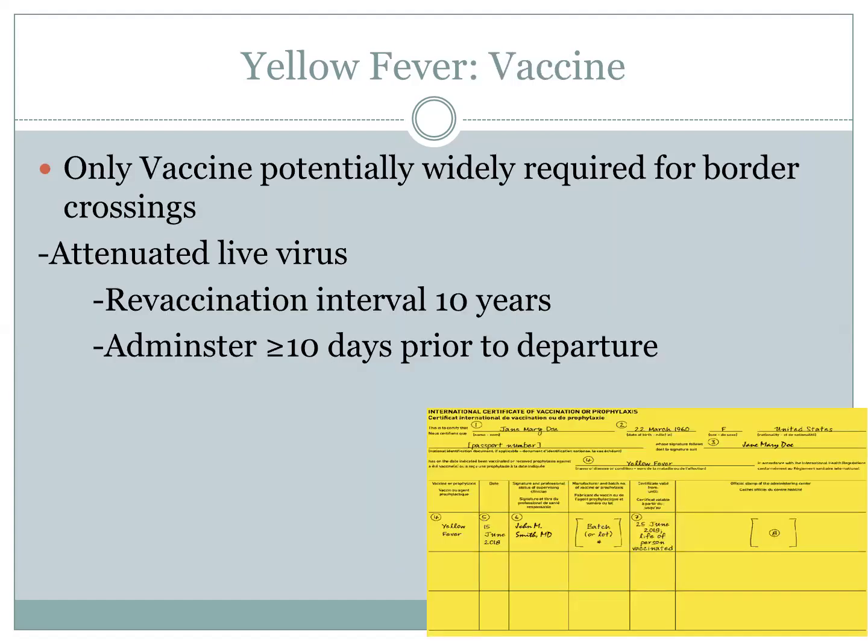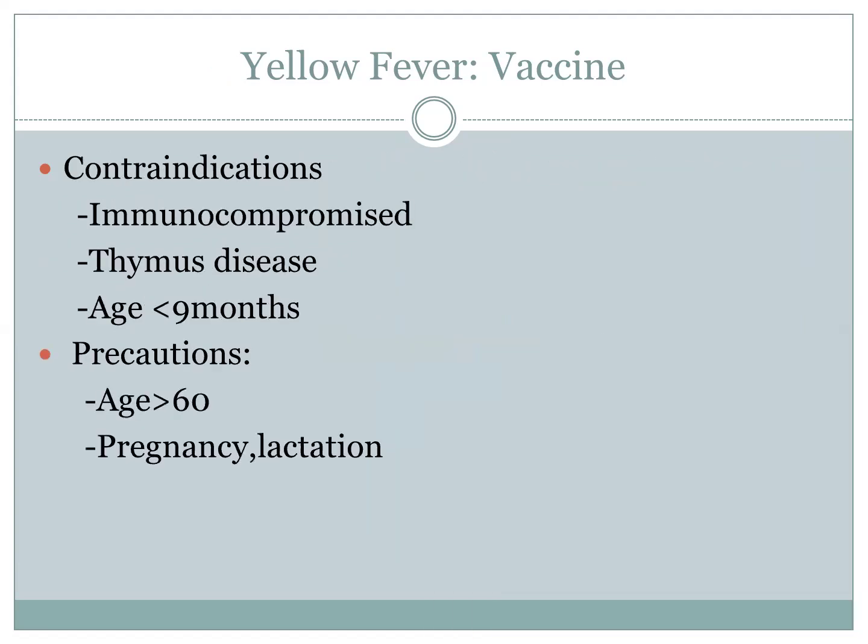Okay, so this is the only vaccine potentially widely required for border crossing if the person is from the region where yellow fever virus is endemic, and the live virus vaccination is recommended after every 10 years, and it should be given at least 10 days prior to departure. So this is the vaccination card which is provided once the person gets vaccinated. There are certain contraindications: if the person is immunocompromised, if the person has thymus disease, which is responsible for T cell maturity, or if the age of the person is less than 9 months. Special precautions should be taken, and pros and cons should be evaluated, for a person who is greater than 60 years old and during pregnancy and lactation.